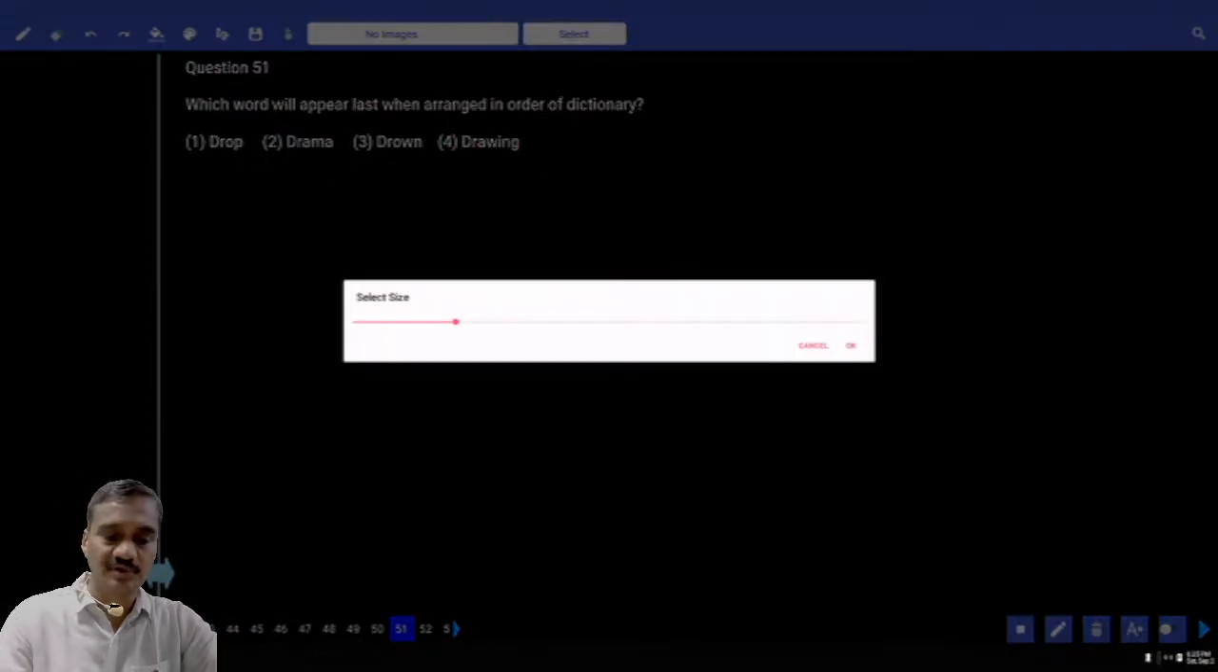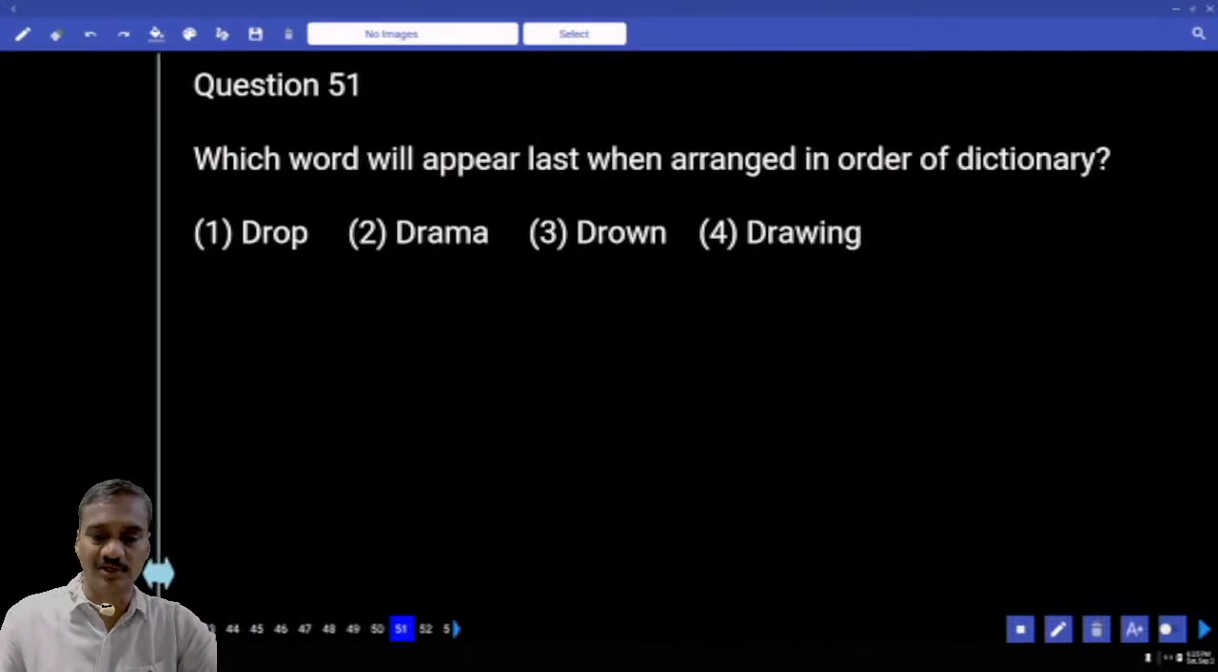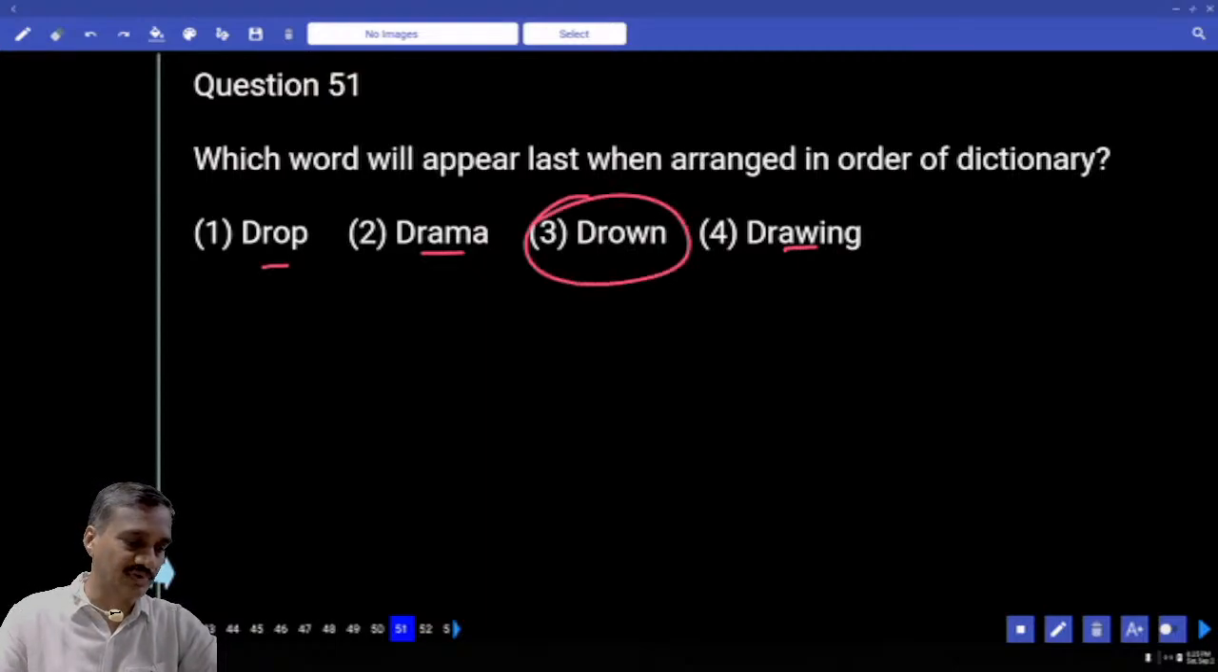Then 51. Now which word will appear last in the alphabetical order? Put it last in alphabetical order: DRAM, DRAW, DROP, finally DROWN. Drown, that is choice 3, question number 51.